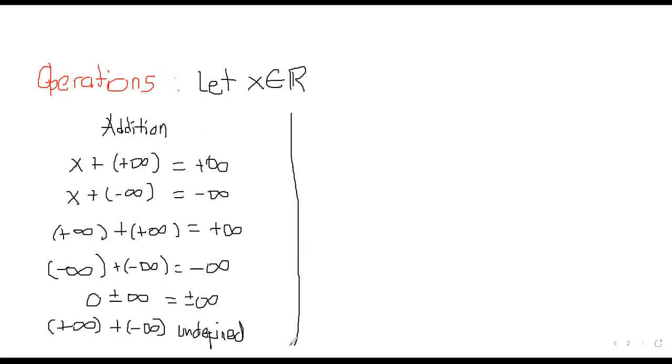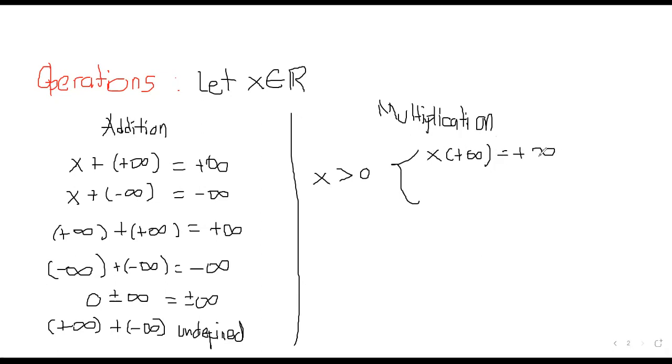Next, let's talk about multiplication. Under multiplication, we divide it into two cases. When our x is positive and we multiply x by positive infinity, it is positive times positive, so the same rule still applies: the result is positive infinity. Any positive real number x multiplied by negative infinity is like positive times negative, so this is negative infinity. That is the case for positive x.